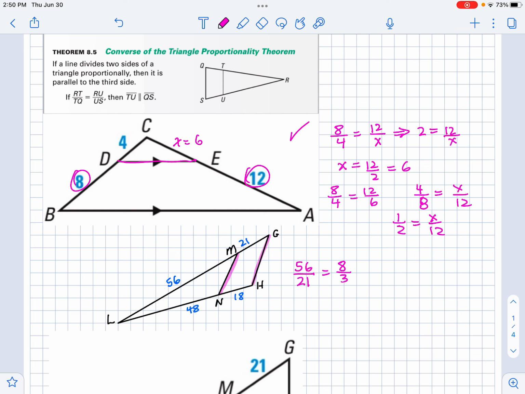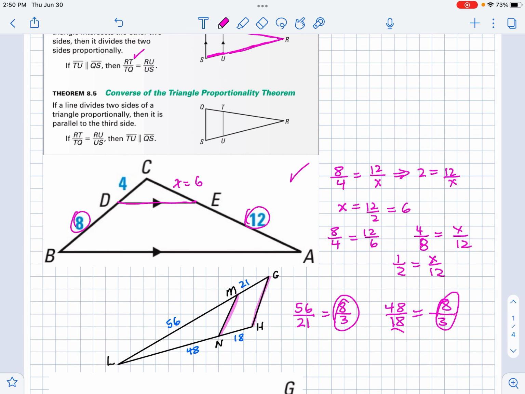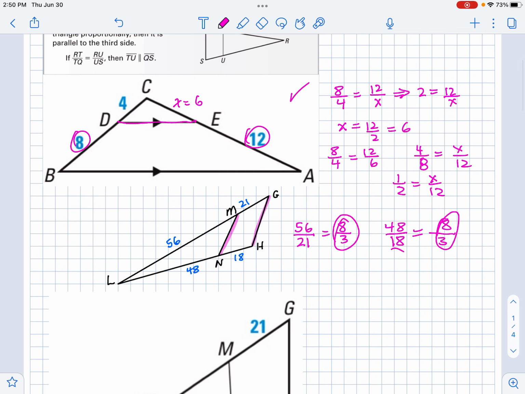Now let's see what the ratio is on the other side. 48 divided by 18. 6 will go into 18 3 times, and 6 will go into 48 8 times. So look, same ratio. This and this are the same. Therefore, the converse. That's the next thing, the converse. If that proportionality exists, then you know those lines are parallel. So let's put a little arrow there. These lines are parallel. So it goes both ways there.